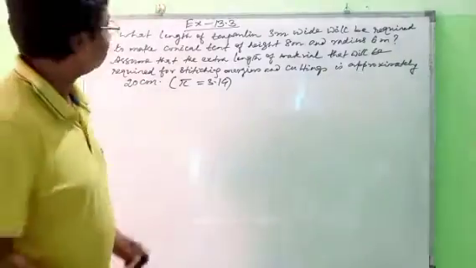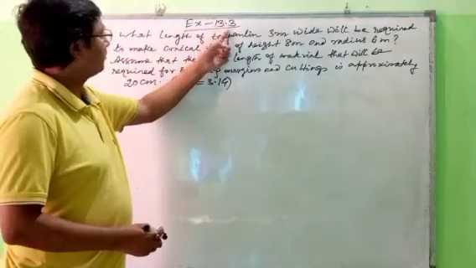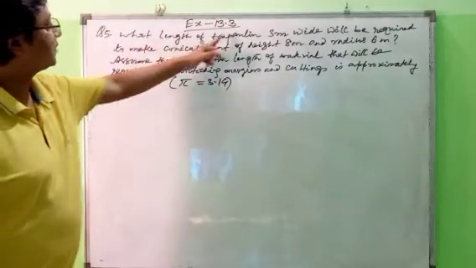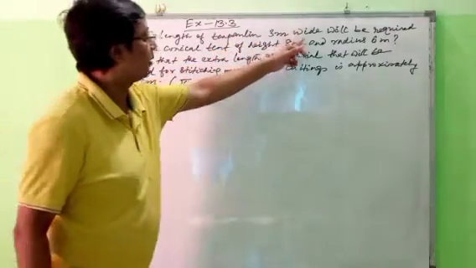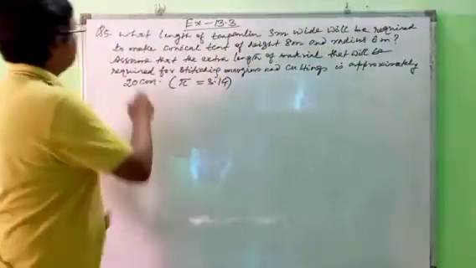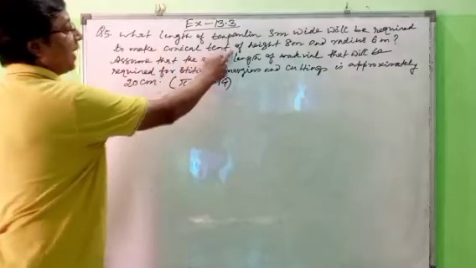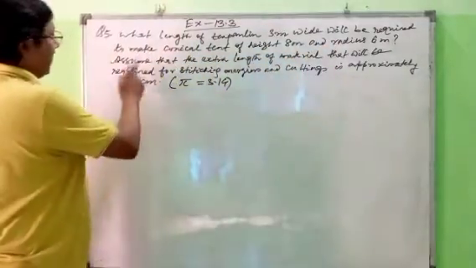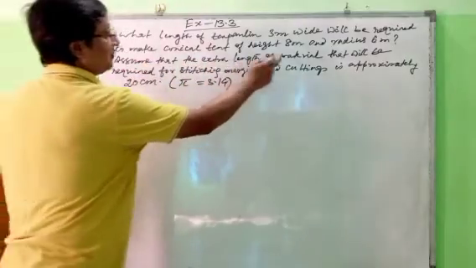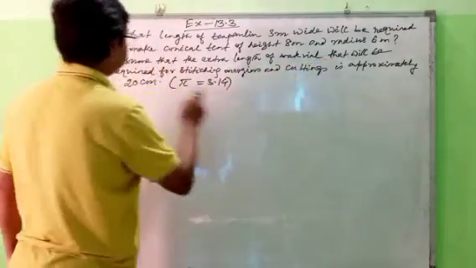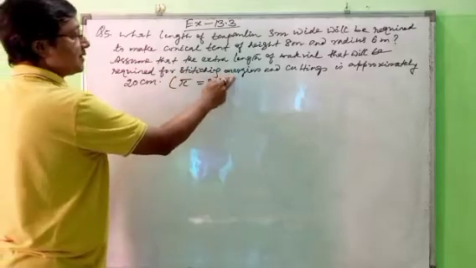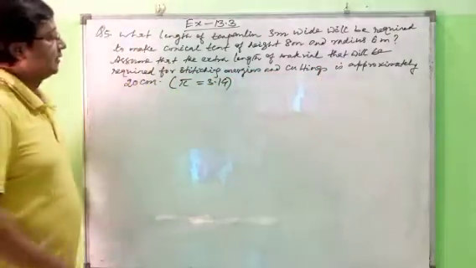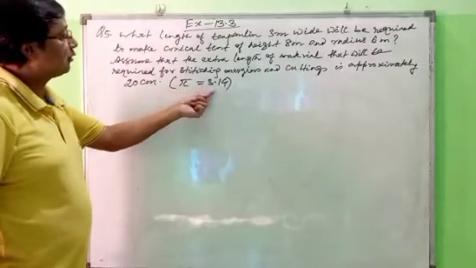Okay, good morning children. Today, exercise 13.3, question number 5. What length of tarpaulin 3 meter wide will be required to make a conical tent of height 8 meter and radius 6 meter? Assume that the extra length of material that will be required for stitching margins and cuttings is approximately 20 centimeter. And here the pi is given as 3.14.